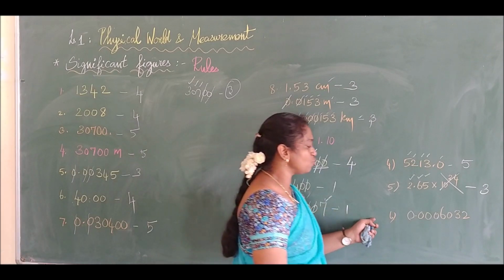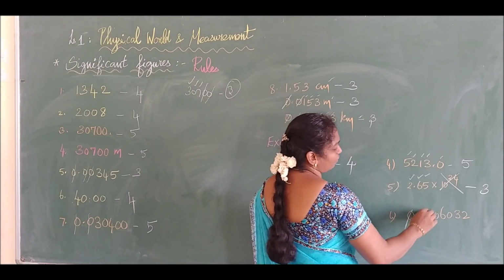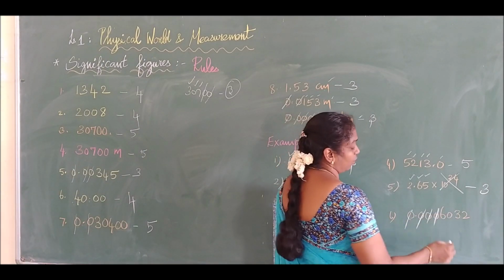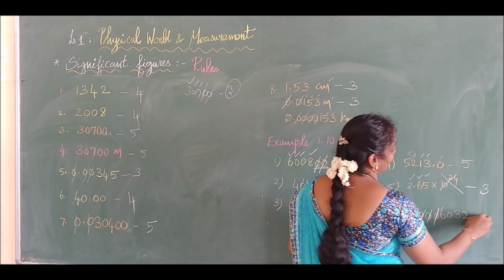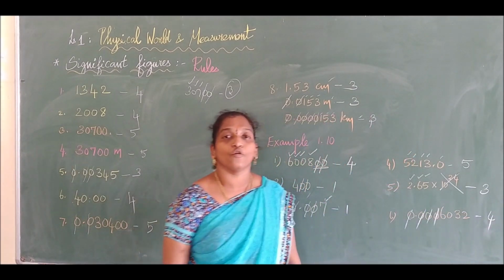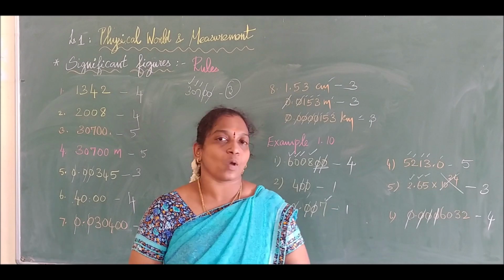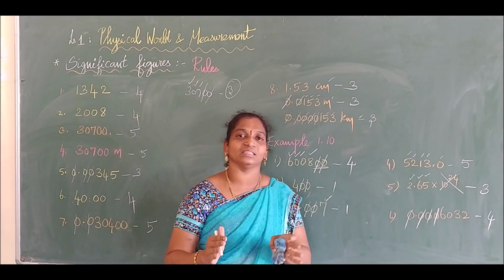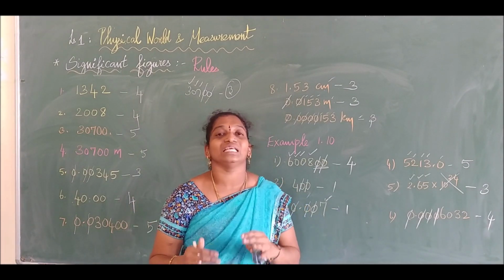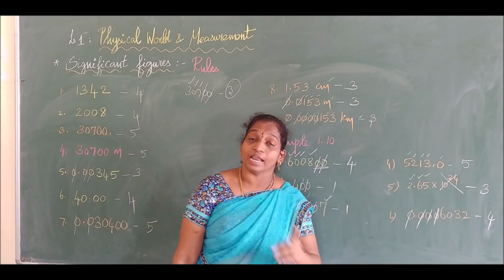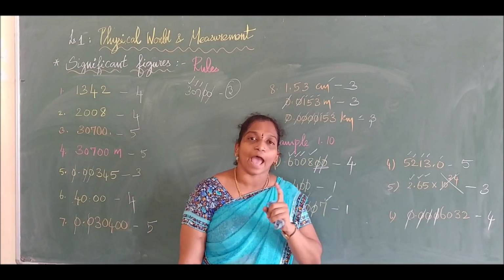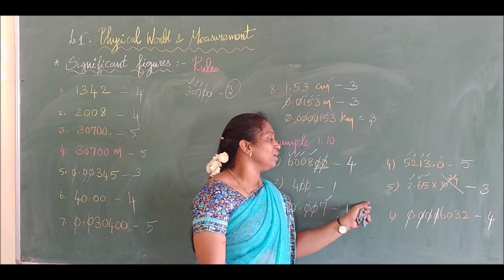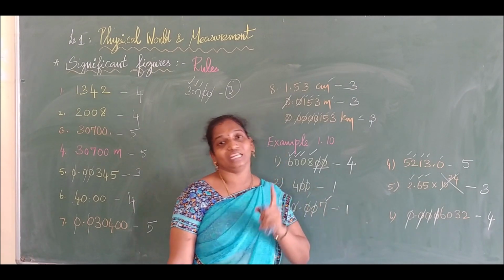Then come to the last one. It is less than 1. So everything before the first non-zero digit is non-meaningful. So it is 1, 2, 3, 4. It has how many significant figures? 4 significant figures. So once we keep our rules for writing the significant figures in mind, we can easily write the answer. And this year, in the NEET examination, they asked the same problem related to significant figures.